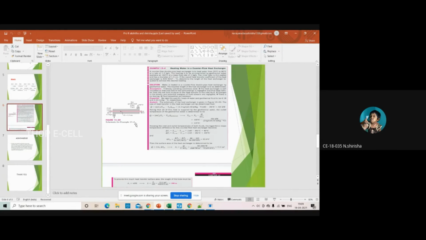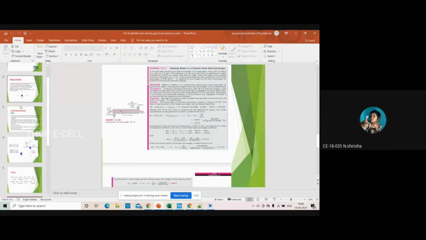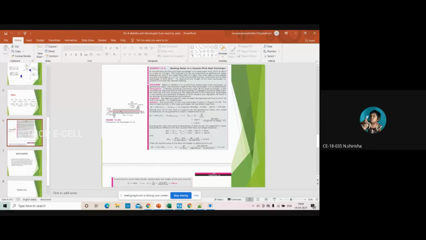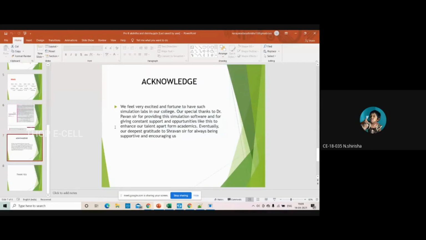So you can see that we have proved what is there in the textbook and how we used Pro2 for deriving the length technically. This is the method I have taken for the Pro2 presentation, and I feel very excited and fortunate to have such simulation labs in our college. I thank Dr. Pavan sir for providing such simulation software and giving constant support and opportunities to enhance our talent apart from academics. Thank you.